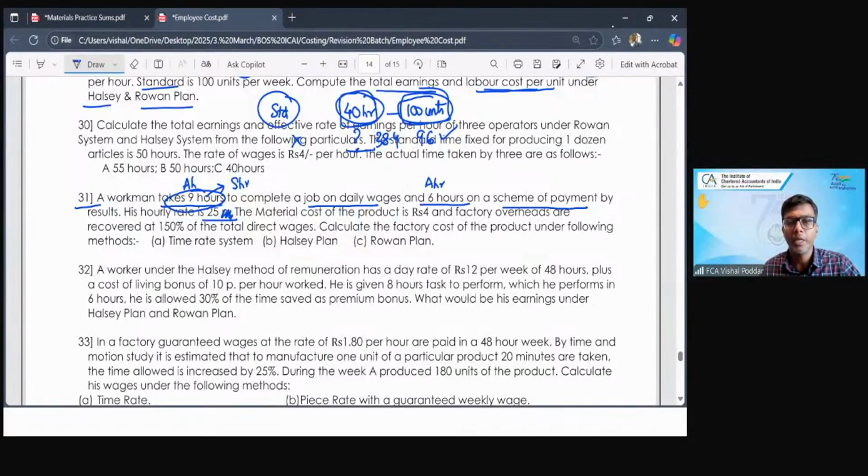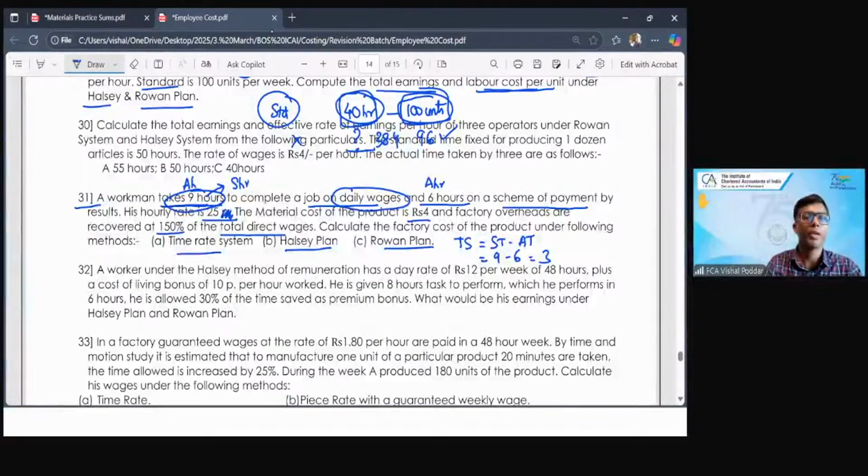Now, the material cost is rupees 4. Factory overheads are recovered at the rate of 150% of total wages. And you have to calculate the factory costs under the different plans: time rate, Halsey, and Rowan. Interestingly, for Halsey and Rowan we require time saved, and this is where the actual hours under daily wages will now be treated as standard hours. So for the purpose of Halsey and Rowan, time saved is standard time minus actual time. So it will be 9 minus 6 is equal to 3 hours. This is the language adjustment, students, which I was talking about, where you have to be very particular.